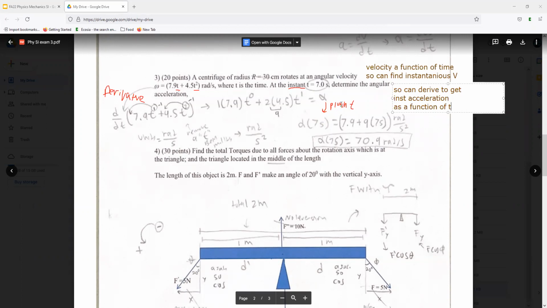Okay. And the reason you do this is because you have this time here, so you can get acceleration as a function of t, and that way it's more precise than if you did the average.